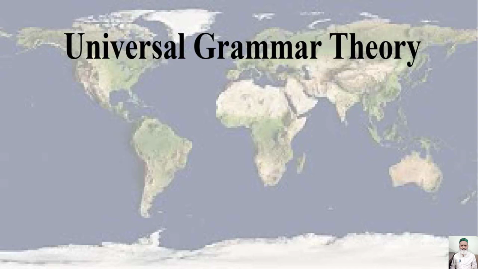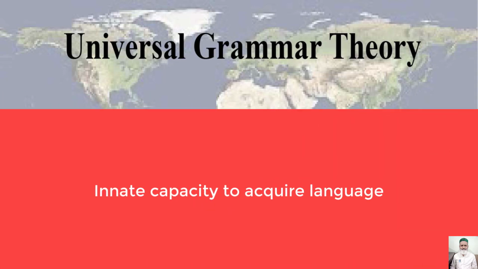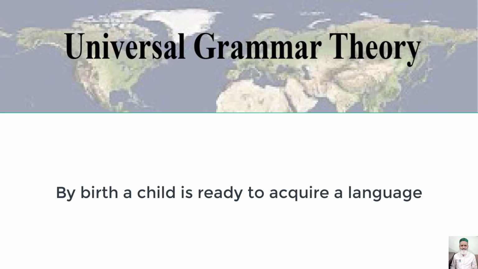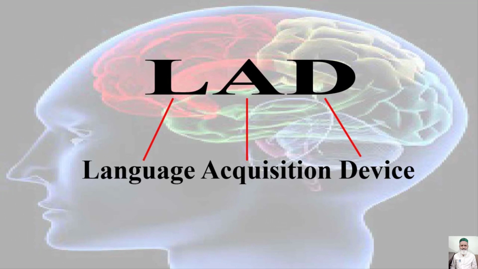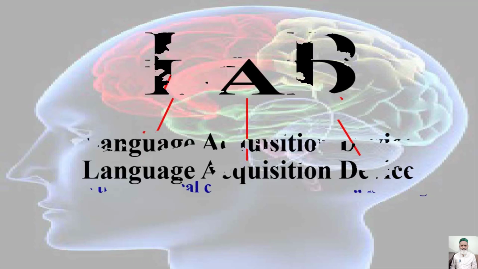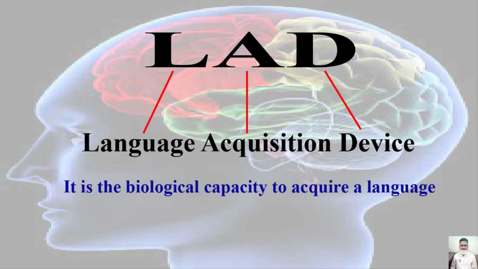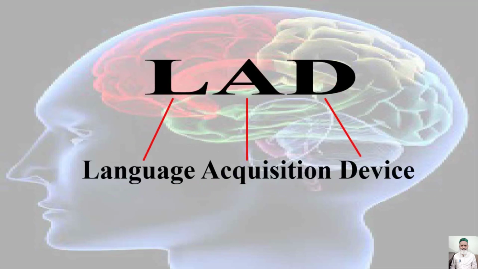Let us proceed. According to Noam Chomsky, a child has an innate capacity for language acquisition. By birth, he is prepared to acquire a language. The part of the brain that processes a language is called LAD by him. LAD means language acquisition device. It is the biological capacity to acquire a language. Chomsky says that there exists a basic grammatical structure that is common to all the human languages of the world, and the child has that basic structure in his brain by birth.